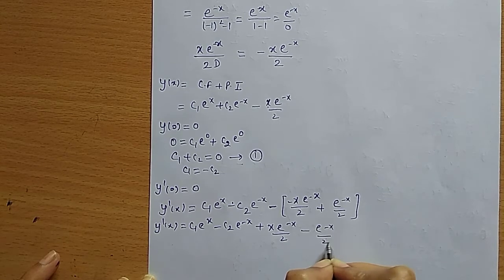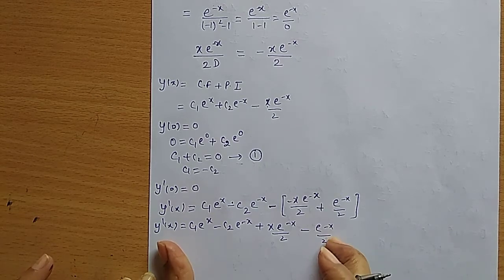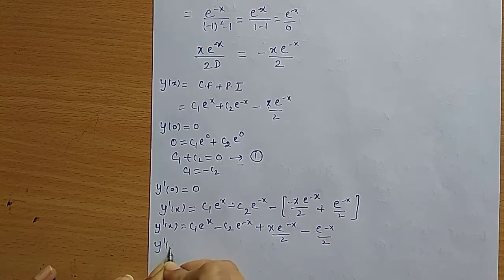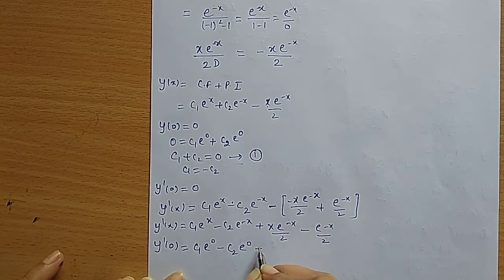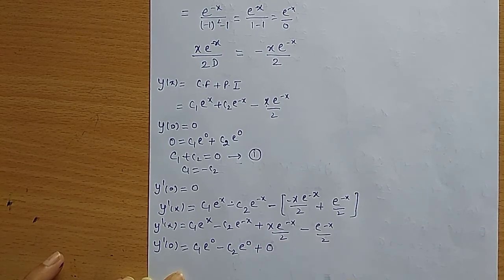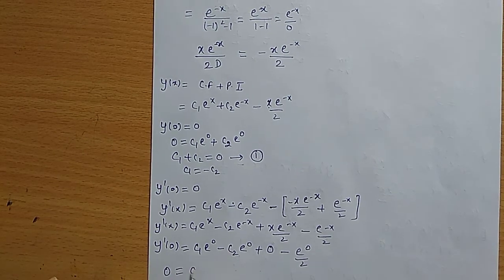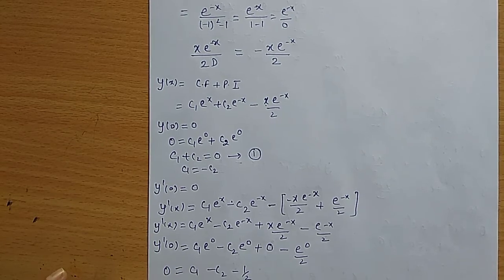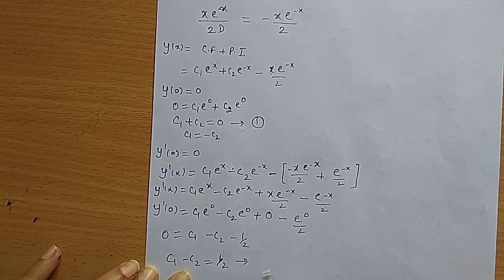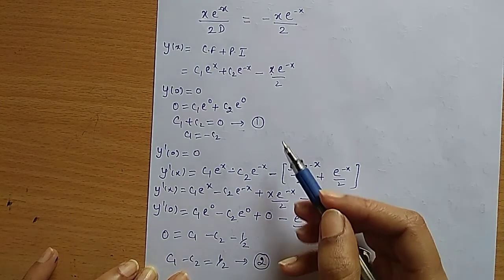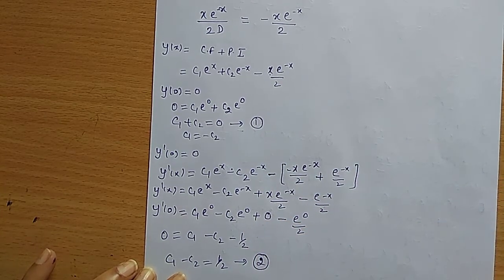Now you have to put x equals 0 in this term. Then y'(0) is C1 e to the power 0 minus C2 e to the power 0, and this term will become 0, minus e to the power 0 upon 2. Means what you will get is C1 minus C2 minus half, and this will become C1 minus C2 equals 1 by 2. This is your second equation, and that was your first equation. Using the first and second equations, we have to find C1 and C2.